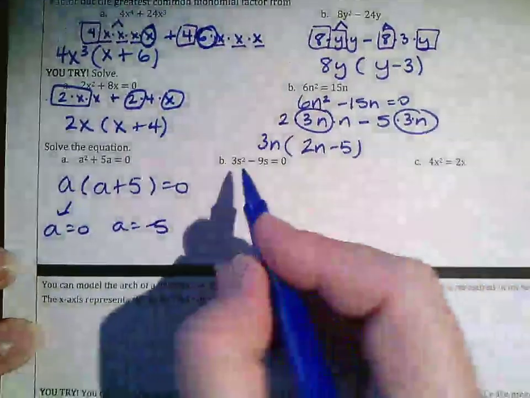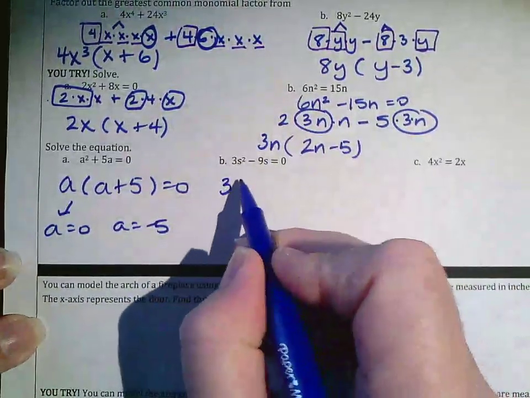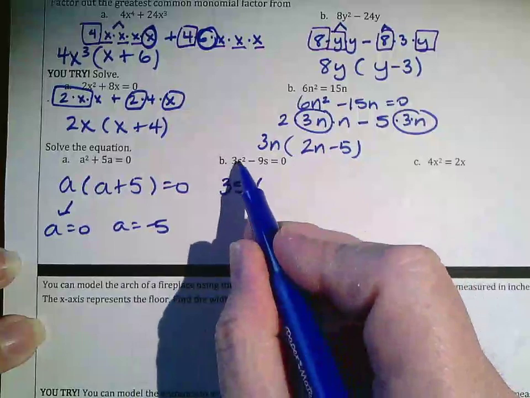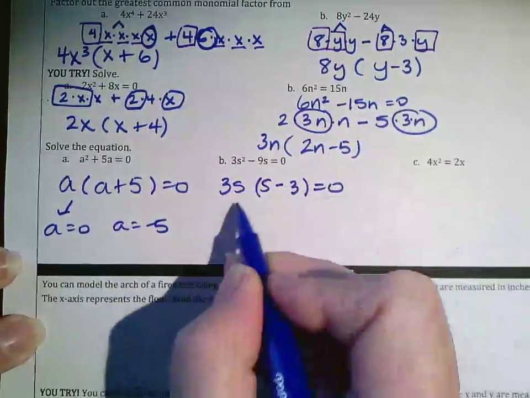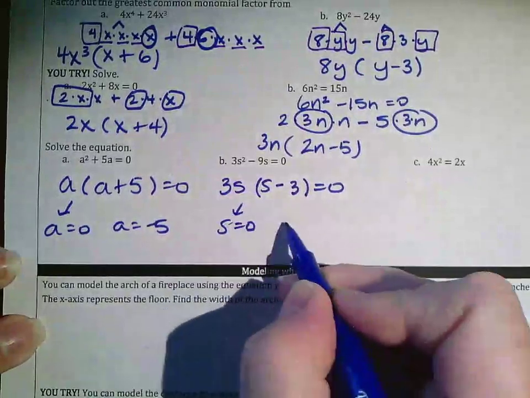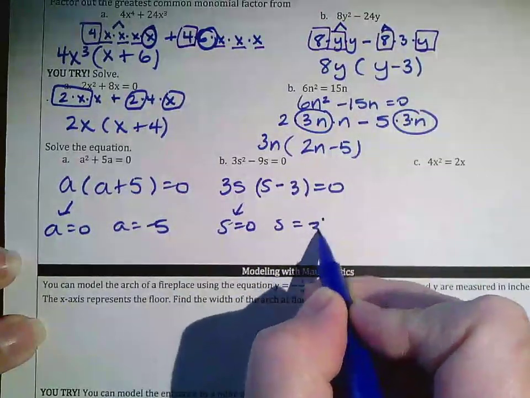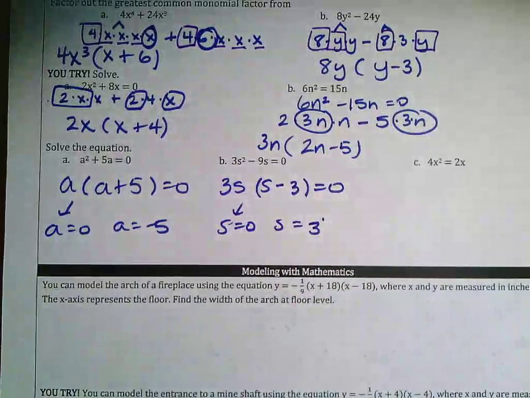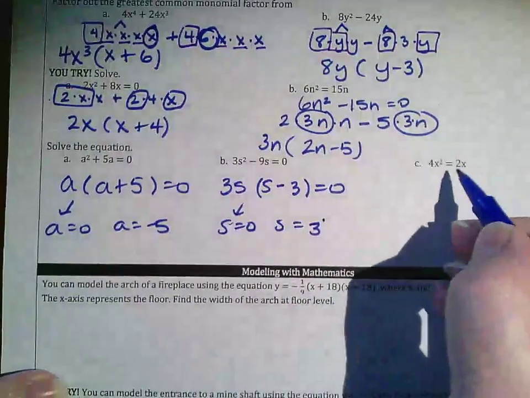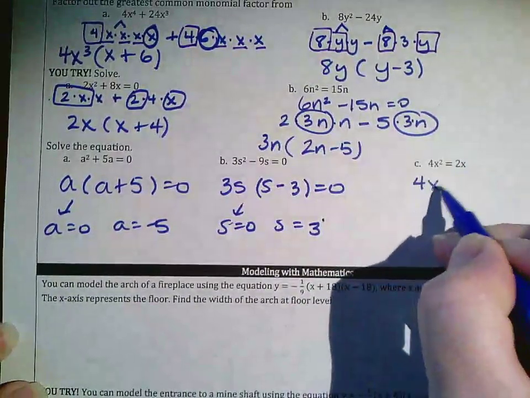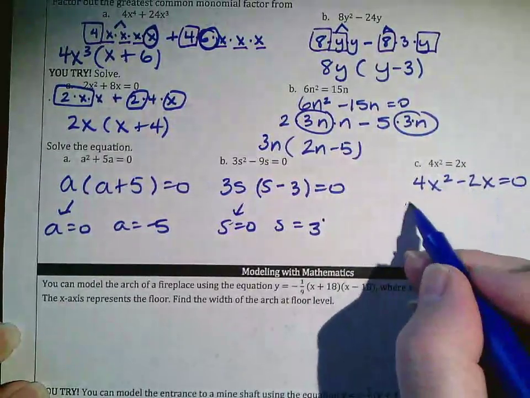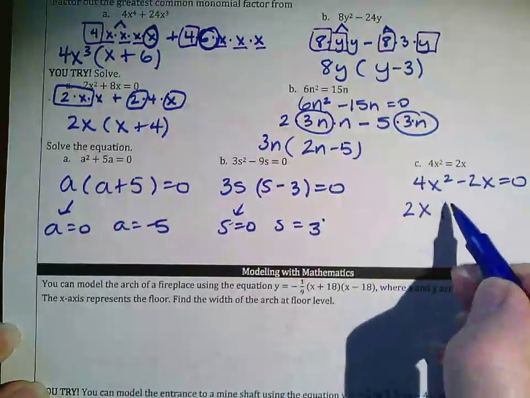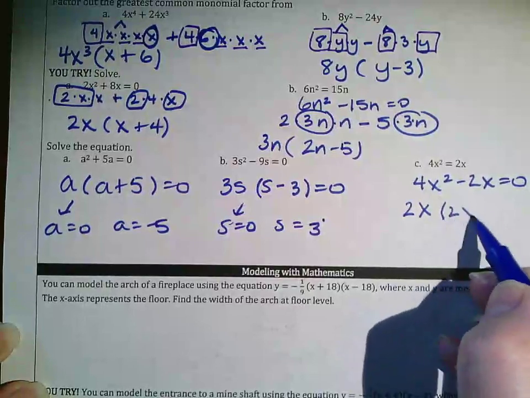This one is going to be 3s. I'm going to be left with an s minus 3 equals 0. So s equals 0 or s equals positive 3. And last one, make sure this is equal to 0. 4x squared minus 2x equals 0. So I know I can pull out a 2 and an x. And you have a 2x left here.